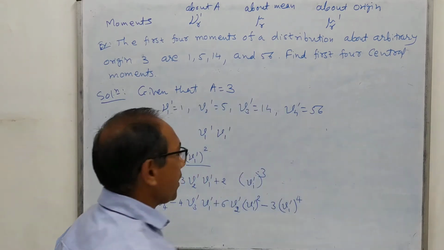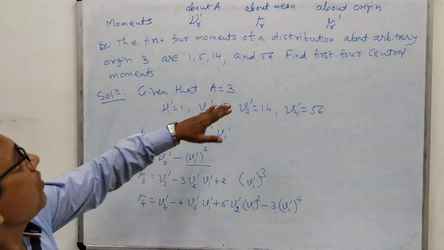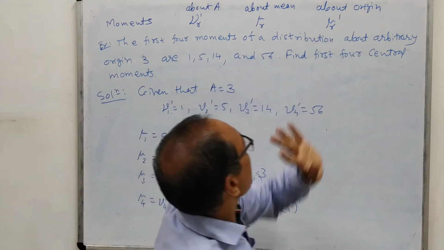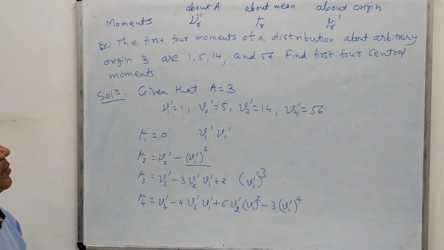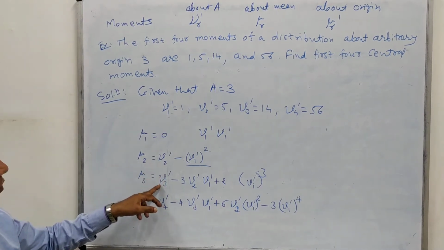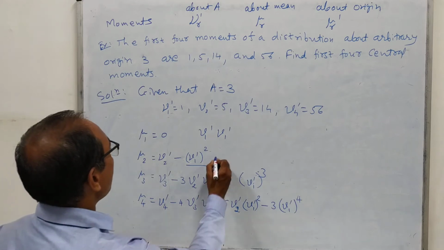Also I told you that the same formula we can have for the relation between the central moments and the moments about origin. That means mu r and mu r dash. You will have to replace mu 2 by mu everywhere. Everything else is same. Now we are given the values.